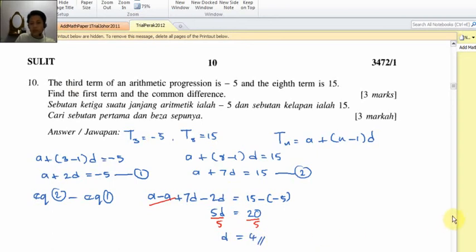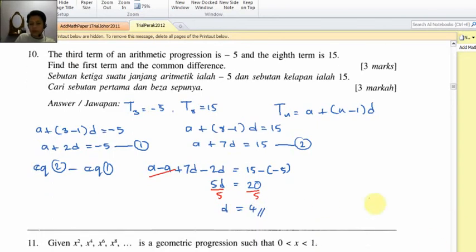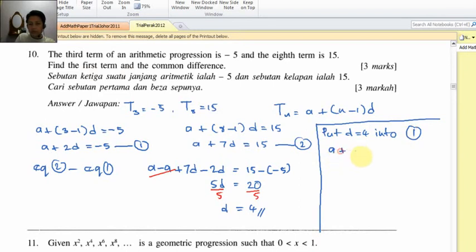If you want to find a, then let's do this. Okay, space is limited, so I'm going to do it over here. Put d equal to 4 into equation 1. So a plus 2d, d is 4 now, equal to minus 5. So a plus 8 is equal to minus 5.